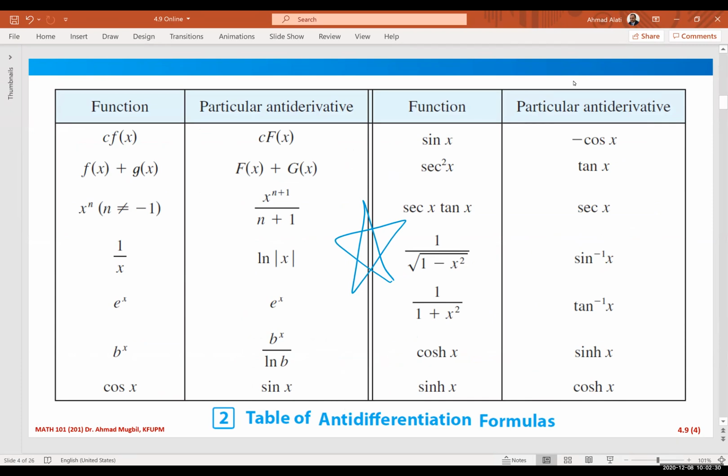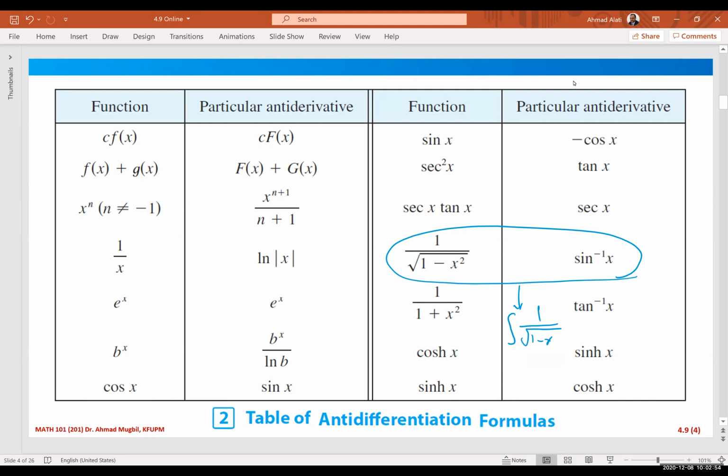The table of antiderivatives. This is the function, this is its antiderivative. It is also okay to recall it like integrals. Let's say like this one. What you will do in MATH102, you will write this as the integral. How can we represent this? We will write it as the integral of 1 over square root of 1 minus x squared dx, which means with respect to x, equals sine inverse x plus a constant. So this is the antiderivative of this function. This is the function, this is the most general antiderivative, which is the integral.